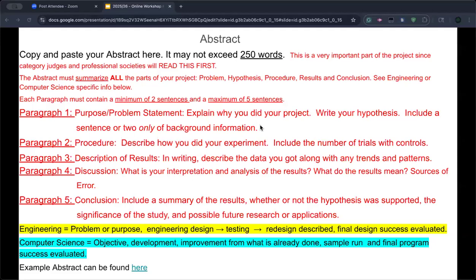Also, there's a nice labeled abstract, and I will put the link for that in the chat. It's a nice example abstract you guys can use.